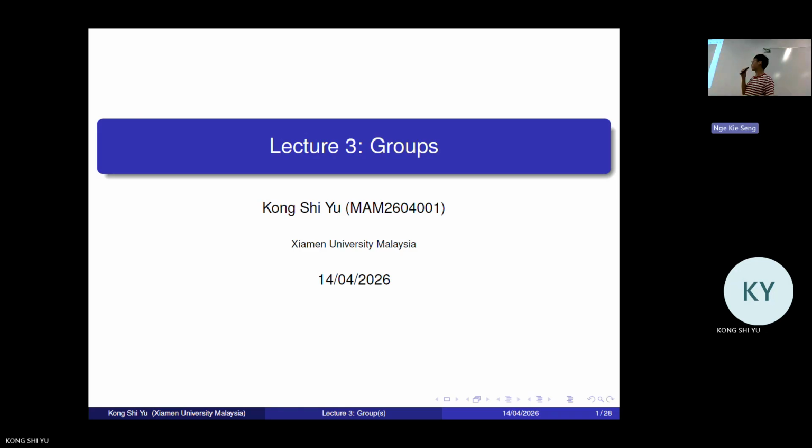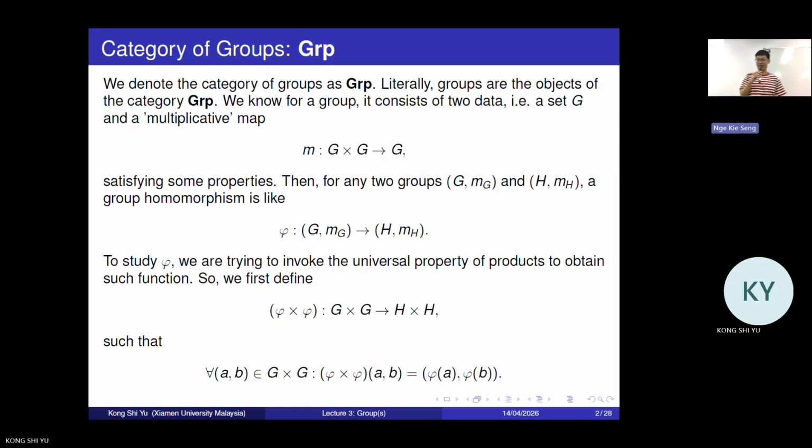So my name is Dong Sui and my student ID is LM2604001. And today is the third lecture. First, just like Jimbo has discussed.